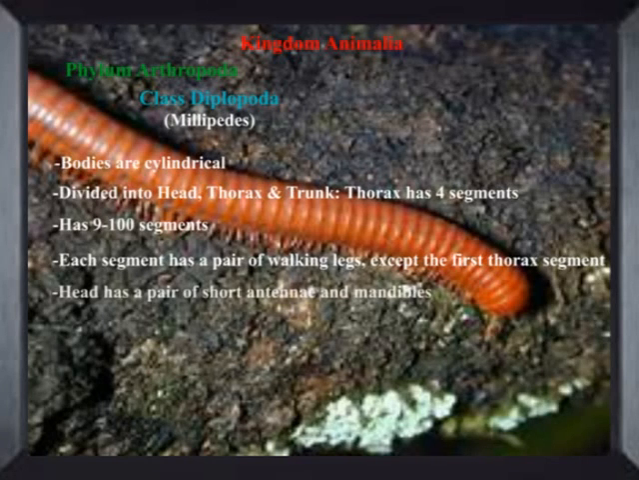The head has a pair of short antennae and mandibles. They have 2 clumps of many simple eyes. Each body segment has a pair of spiracles for breathing. Millipedes have no poisonous claws.